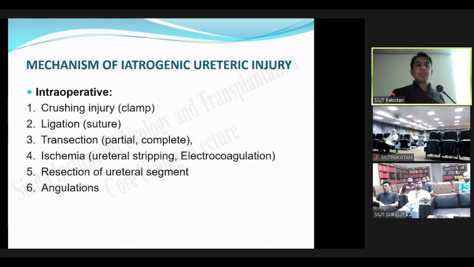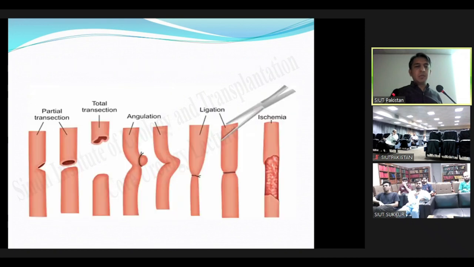The mechanisms of iatrogenic ureter injury include crush injury, like applying clamps, or ligation of the ureter, or transection, partial or complete, and ischemia because of electrocoagulation, or ureteral stapling, or resection of the ureteral segment, and avulsion. Like in this picture, this is a partial transection, and here it is a total transection. This is an avulsion, and this is the ligation, and this is because of the ischemia due to electrocoagulation, etc.